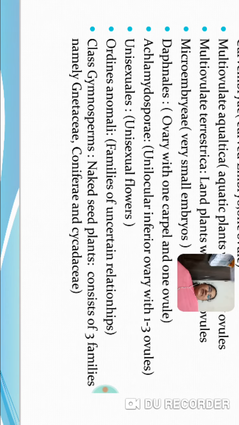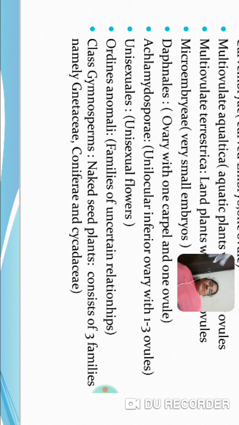And Achlamydospore: here the plants show flowers with an inferior ovary. The ovary position is inferior when compared with the sepals, petals and stamens, and the ovary consists of 1 to 3 ovules and only one chamber. That condition is known as unilocular, meaning the ovary consists of one chamber. So all plants with flowers showing a unilocular, inferior ovary with 1 to 3 ovules are kept under Achlamydospore.